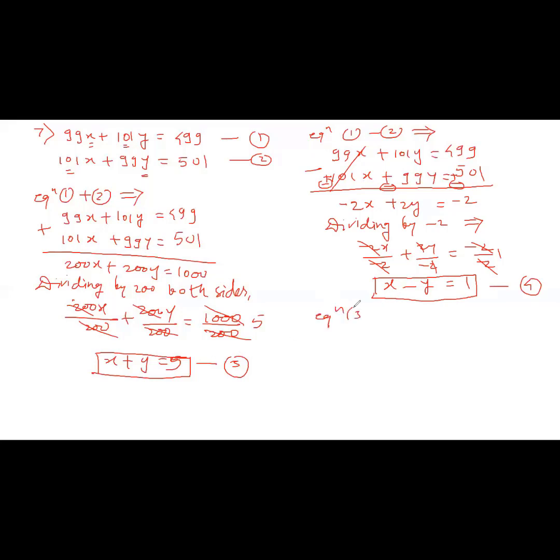So equations 3 and 4 we are going to add. So it becomes x plus y equals 5, x minus y equals 1. Let's add them. So plus y and minus y will get cancelled. x plus x is 2x, 5 plus 1 is 6. So 2 multiplies here, and on the other side it becomes divide. So 6 divided by 2 becomes 3. Therefore x equals 3 we got here. Now this x equals 3, you are going to put in any one of the simple equations, either 3 or 4.